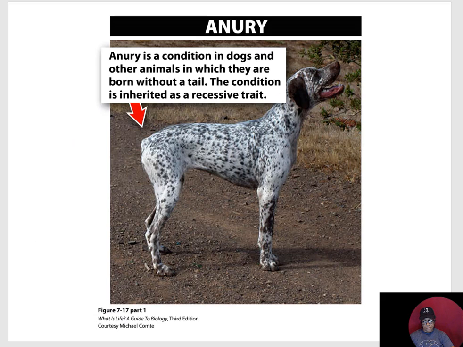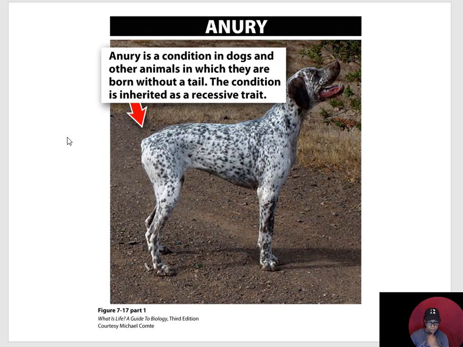So this is a trait that you'll see very, very commonly in dogs. This trait is actually bred for in hunting dogs. It's called anury. It's a condition in which dogs and other animals are born without a tail. And the condition is inherited as a recessive trait.